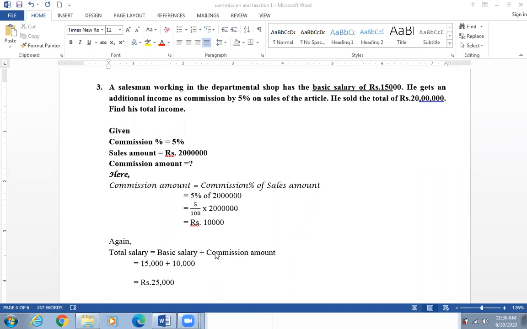Okay, so basic salary plus commission amount. So get the commission amount first. High percentage of 20,000. Okay, so 20 lakhs rupees. Then the commission amount will be 10,000.